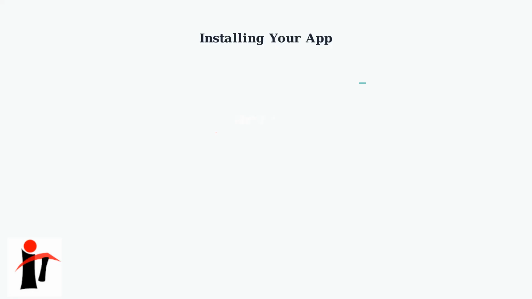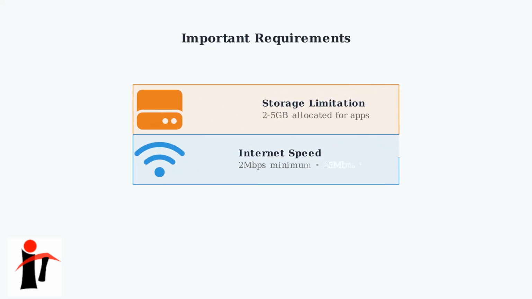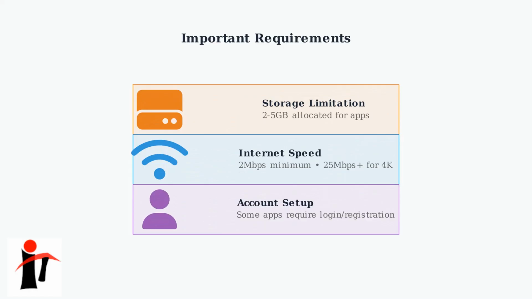To install an app, simply select the one you want and choose Install. The installation process typically completes within a few minutes, and you'll see a progress indicator. Keep in mind a few important requirements. Your YouView Box has storage limitations, typically around 2 to 5 gigabytes allocated for apps.